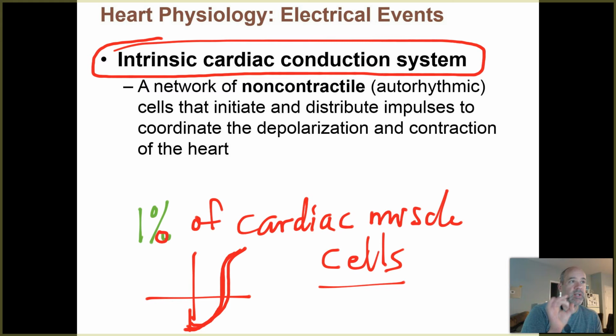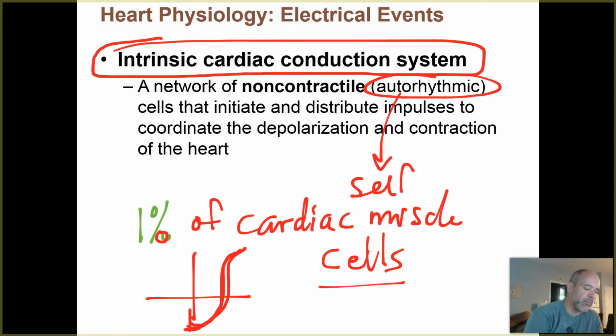This intrinsic cardiac conduction system is absolutely critical for the electrical activity around the heart that leads to the heart beating. These cells are also called autorhythmic. Auto in biology lots of times refers to self. They're self-rhythmic. They do this automatically and at a certain pace: depolarize, repolarize, depolarize, repolarize. They're rhythmic in how this happens.